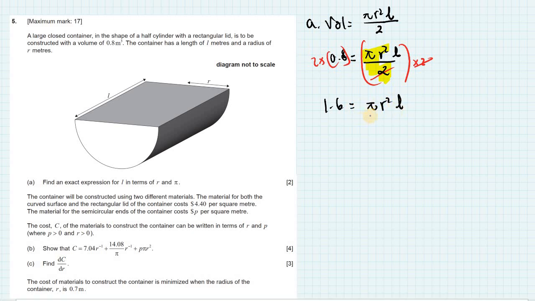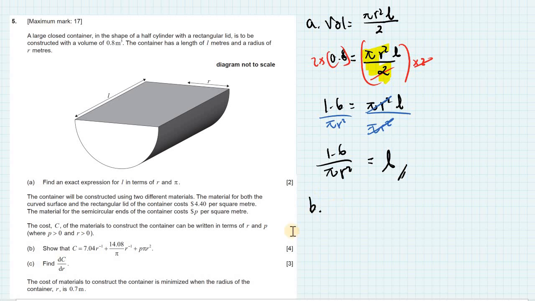Then we divide all of this by pi r square, so these cancel each other. So L equals 1.6 divided by pi r square. That's it. Do not change the pi into 3.14, because they want the exact expression. So that's question A.